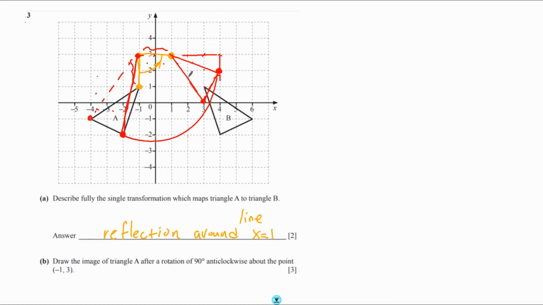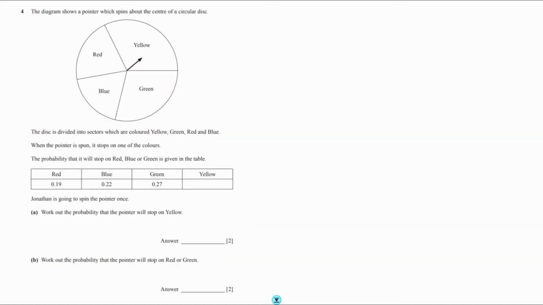Okay, so we're looking at the next question. The diagram shows a pointer which spins about the center of a circle disk. The disk is divided into sectors which are colored yellow, green, red, and blue. When the pointer is spun and it stops on one of the colors, the probability that it will stop on red, blue, and green has been given. Jonathan is going to spin the pointer. Work out the probability that the pointer will stop on yellow.